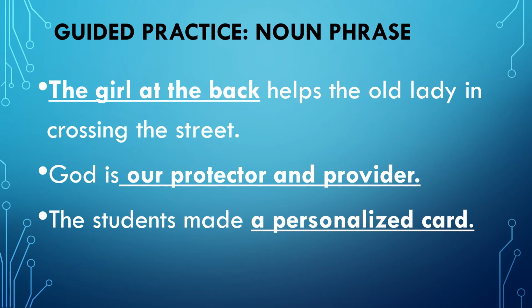And it is used as the subject of the sentence. What is the head noun in this noun phrase? The word girl. And the modifiers are, that is right, the word the and the phrase at the back. Second example.